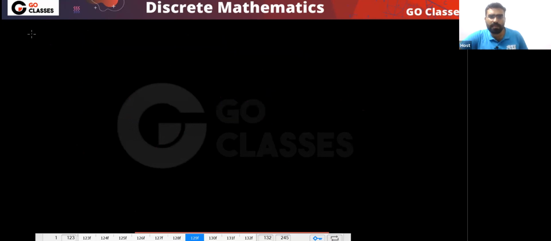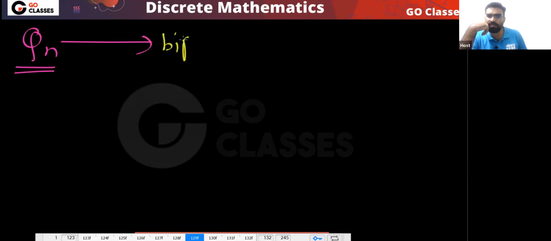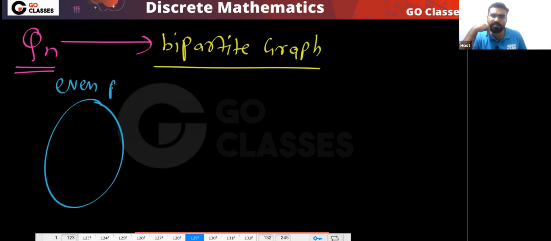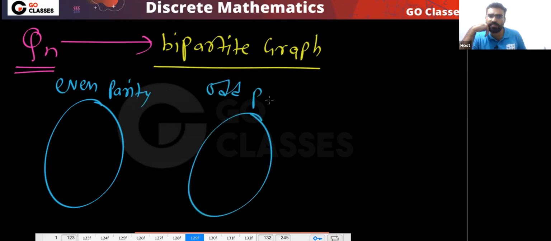Remember, this hypercube graph is what? We have already seen this. This is a bipartite graph. You already know the even parity, odd parity. We have already seen this. Okay, so this is your bipartite graph.